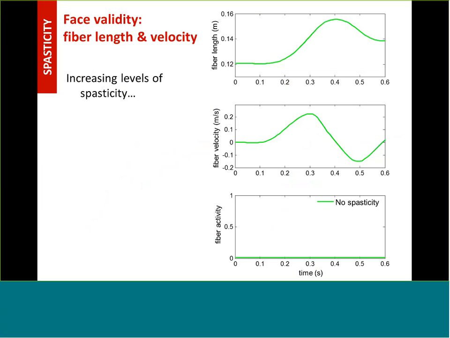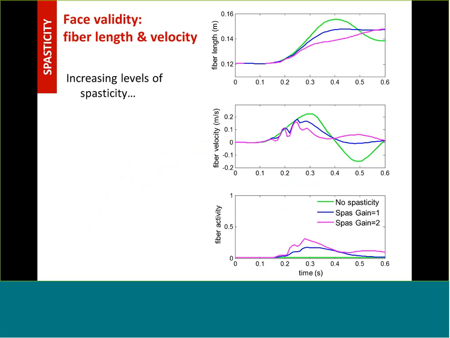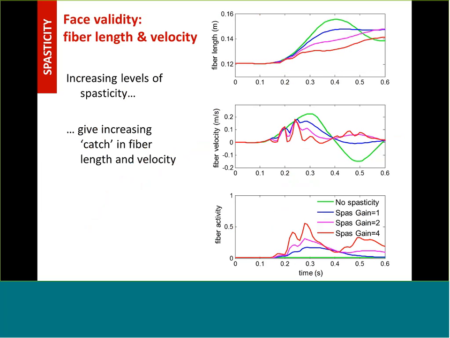Without spasticity, as you see here in green, both fiber length and velocity move smoothly, and there is no activity seen. With increasing levels of spasticity, we see a more spiky pattern with a clear break in the length and lengthening velocity, resembling a catch, as also felt experimentally. And also in the activity, we see an increasingly spiky pattern at the higher levels of spasticity. And this seems to us to resemble a clonus reaction, as sometimes seen in spastic muscles, although mostly in the calf muscles.